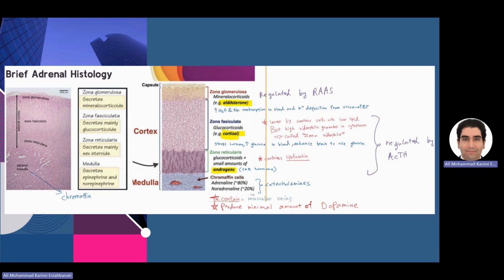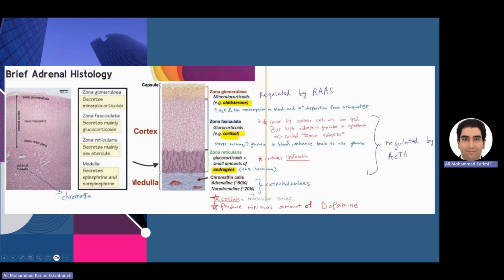Zona glomerulosa gets its name because if you zoom into this area, you'll see a lot of structures that look like the glomerulus in the kidney. And they produce aldosterone, which is part of the RAS system, the renin-angiotensin-aldosterone system. Technically, the main job of this system is to increase the blood pressure.